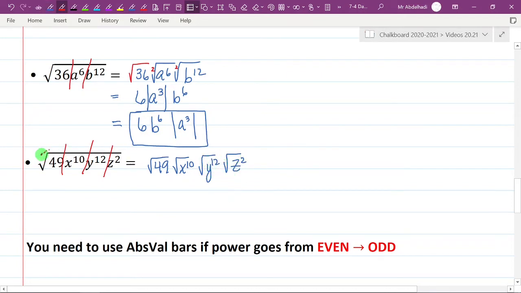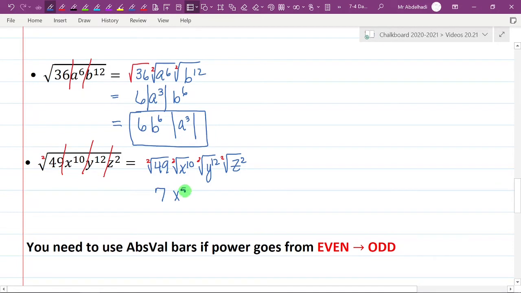Remember, this is a second root, square root. So all of these have to be the same root. If this was a cube root, all of these would be a cube root. Don't just put a cube root on the first one and do square roots for the rest. That does not work. What's the second root of 49? The principal root here is going to be 7. And this one's going to be x to the 5th because 10 divided by 2 is 5.